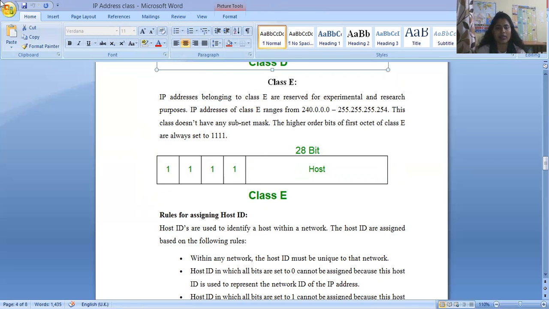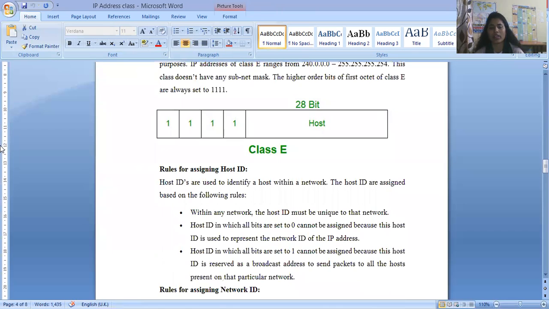What is the role of assigning the host ID, and what is the role of assigning the network ID? Here are some specification rules. Host ID is basically used to identify the host within a network. The host ID is assigned within a network and will be unique to that network. A host ID in which all bits are set to 0 cannot be assigned, because that represents the network ID in the IP address.